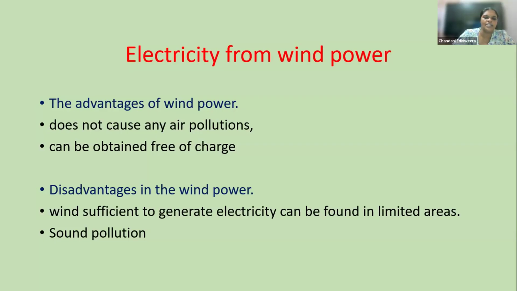Wind sufficient to generate electricity can be found in limited areas. Teacher, that means when we are making a windmill, we have to choose an area with more wind, no? Yes, Vinod. That's why people are selecting the coastal side or mountain tops. The mountain tops and coastal areas have more wind, no? Wind is there continuously. And another thing: solar power we can get only in the daytime, but the wind is blowing in the daytime and the night time.